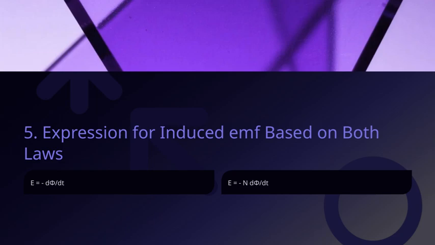By understanding these expressions, we're seeing how both Faraday's law and Lenz's law work together to describe electromagnetic induction. They show us that any change in magnetic flux, whether through a coil or across a surface, generates an EMF that opposes that very change. This concept is fundamental because it links the physical change in magnetic flux to the electrical response in a circuit, helping us understand how transformers, electric generators, and many other devices operate.